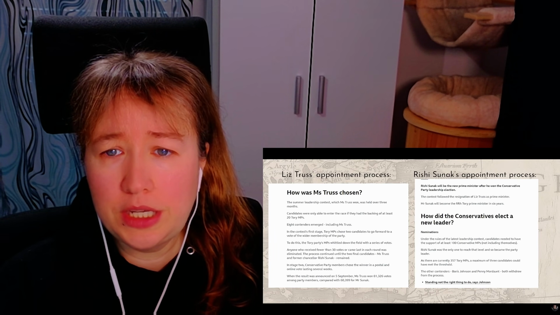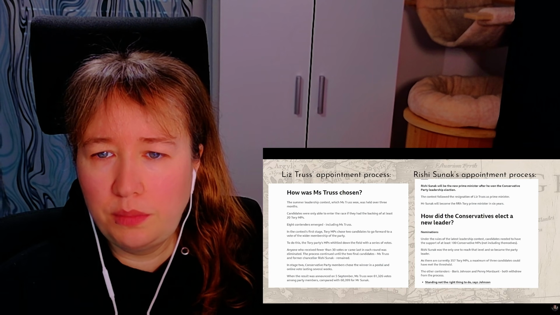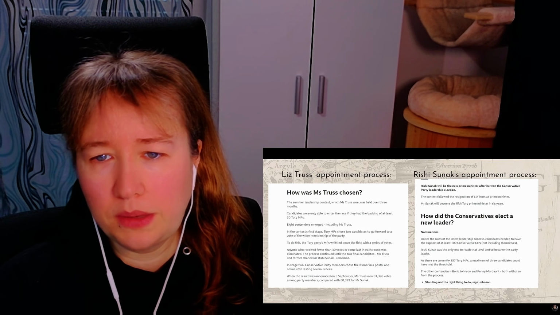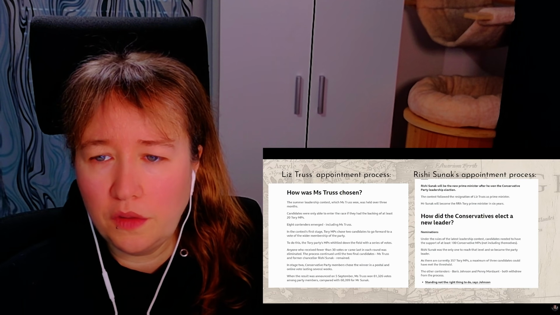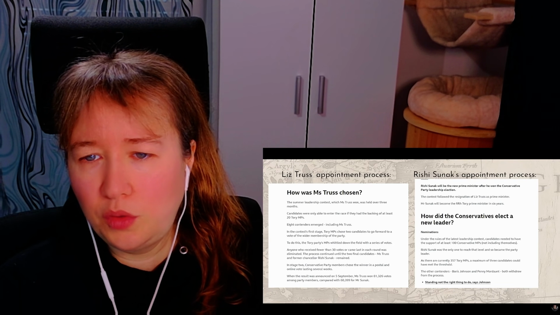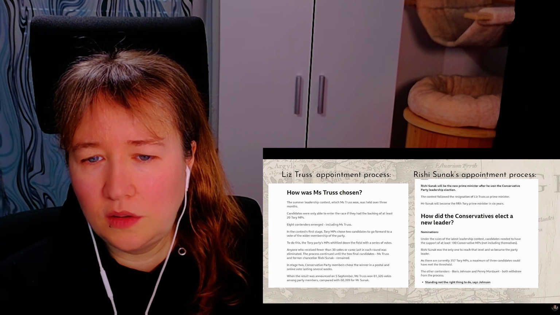Okay, and Rishi Sunak's appointment process. Rishi Sunak will be the new Prime Minister after he won the Conservative Party leadership election. The contest followed the resignation of Liz Truss as Prime Minister. Mr. Sunak will become the 5th Tory Prime Minister in 6 years. How did the Conservatives elect a new leader?